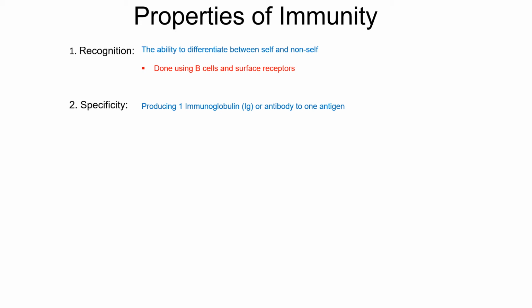Now, the actual term is immunoglobulin, and we abbreviate that capital I, little g. And our body is going to produce one specific immunoglobulin to one specific antigen. Now, what is an antigen? It's simply anything that's not you. Anything. So it could be an infectious agent. It could also be something from another human.